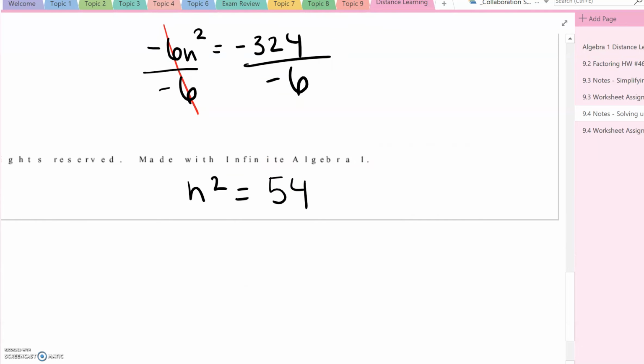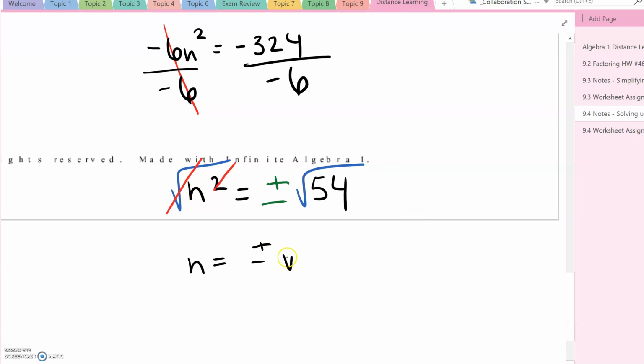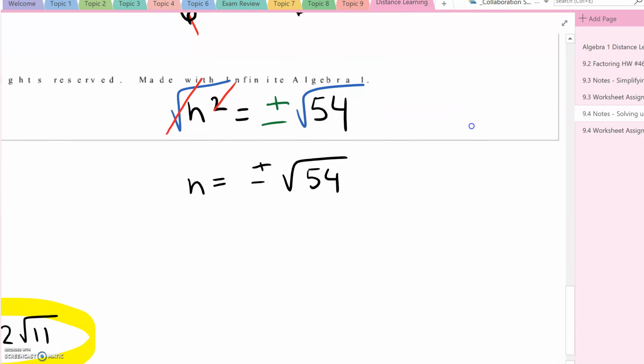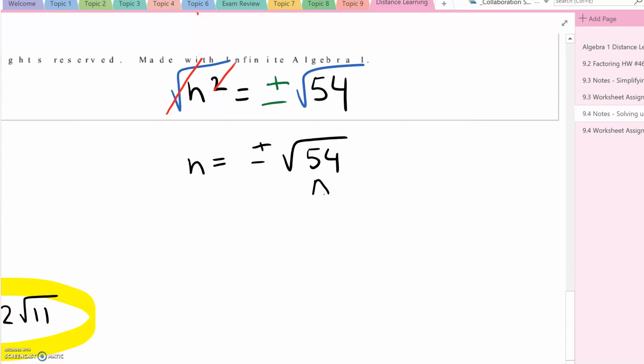But that's not our final answer, right? The n is not completely by itself. It's n squared. So we want to get rid of n squared. To get rid of n squared, we're going to take the square root of both sides. But wait, you know what's coming, that plus or minus sign out front that we can't forget about, because a negative times a negative still makes a positive. So our square root and our squareds cancel each other out. We have n equals, let's think about 54. Are there any perfect squares in 54? Think of some factors of 54 here. I'm thinking 9 times 6 is 54. What's the square root of 9?